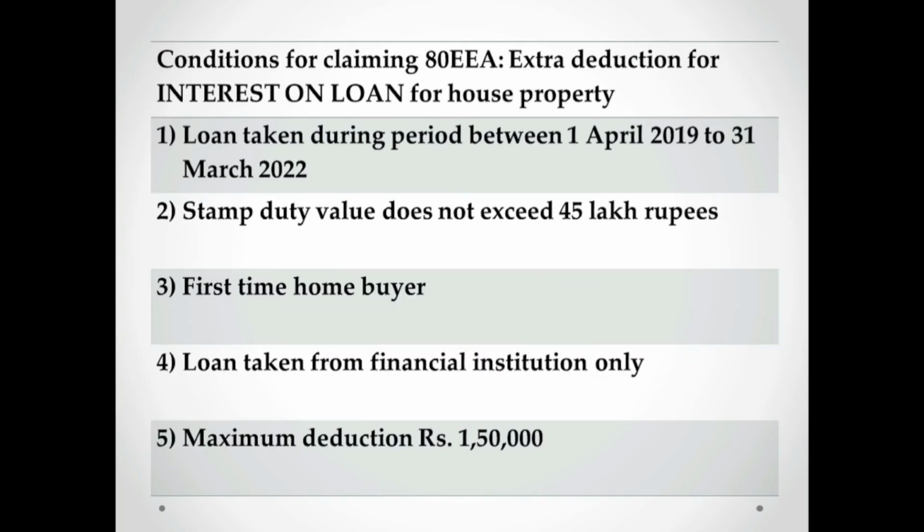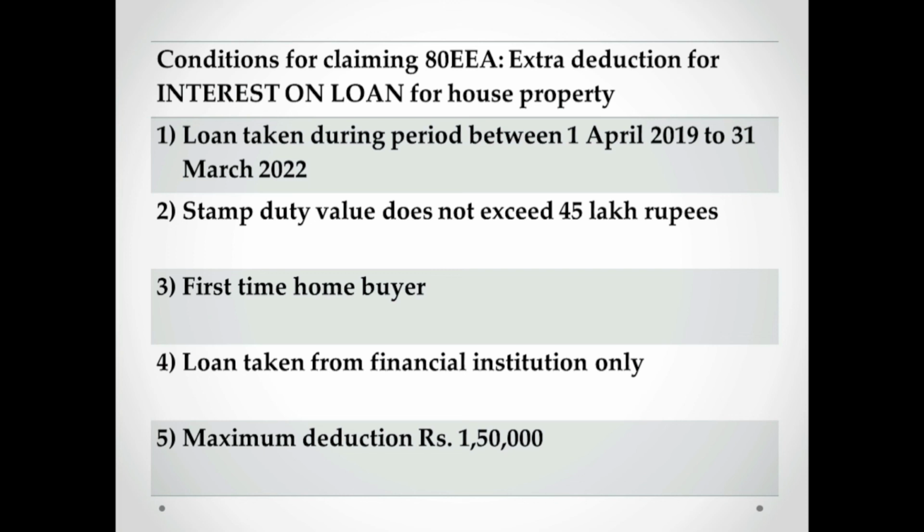Next, there are a few conditions to claim ATEEA. What is ATEEA? That is, extra interest on loan deduction that will be allowable for first time home buyers. So these are the conditions. The loan has to be taken between 1st April 2019 to 31st March 2022. Stamp duty value should not exceed 45 lakh rupees. You have to be a first time home buyer, and the loan has to be taken from a financial institution, and the maximum deduction will be 1,50,000. So this 1,50,000 is separately allowed other than the normal interest on loan deduction which you had taken earlier under house property. So this is an extra deduction you will get, 1,50,000.